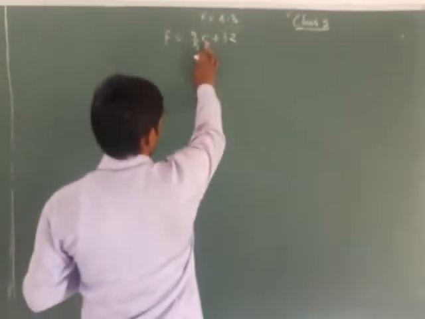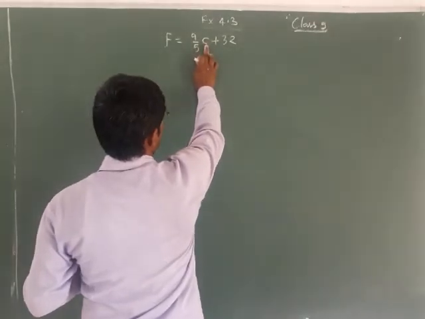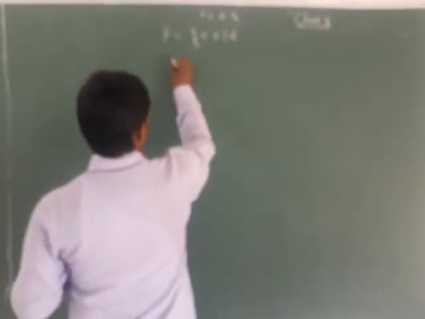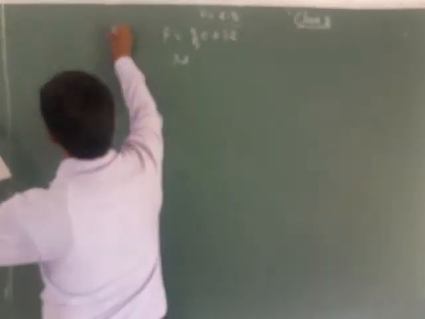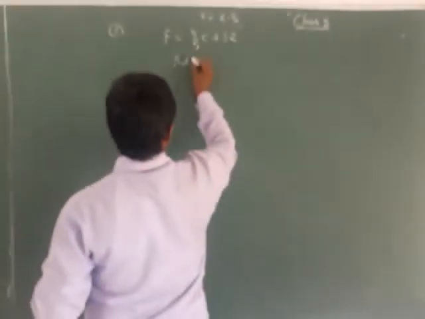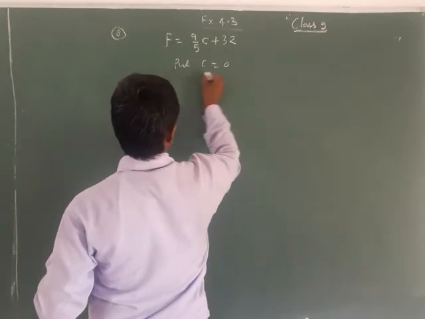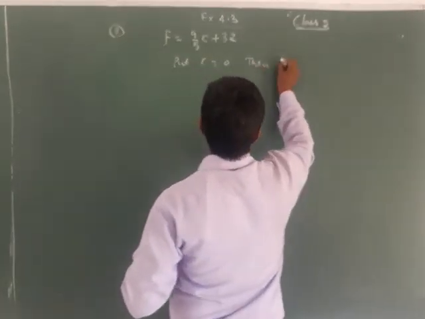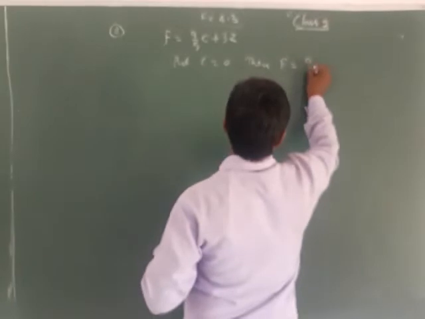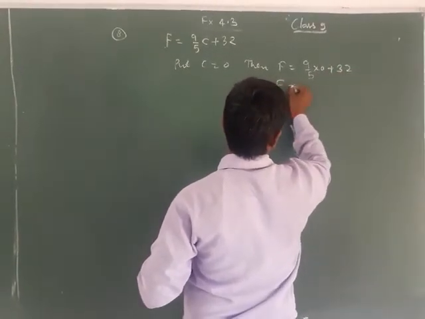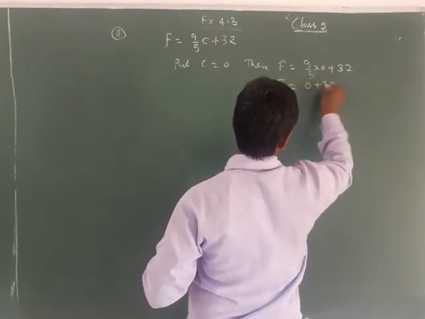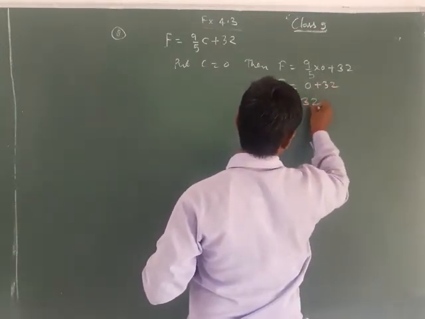Now let c is equal to 0. So this is question number 8. Put c is equal to 0, then f is equal to 9/5 into 0 plus 32. So f is equal to 0 plus 32, f is equal to 32.